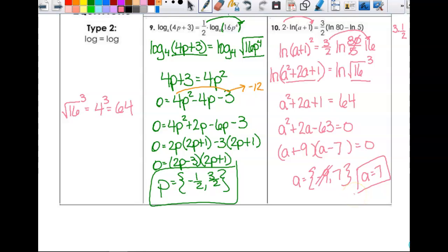What questions you got? We good? You can do this, but you got to be able to factor, and you got to be able to condense your logs easily. We good? All righty.